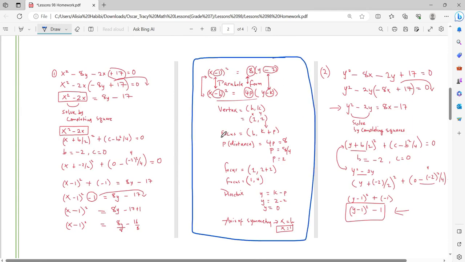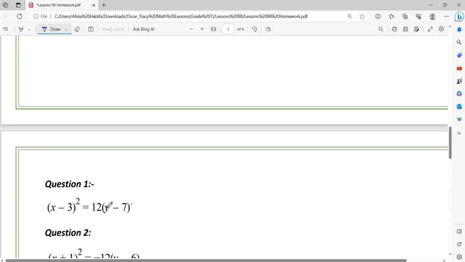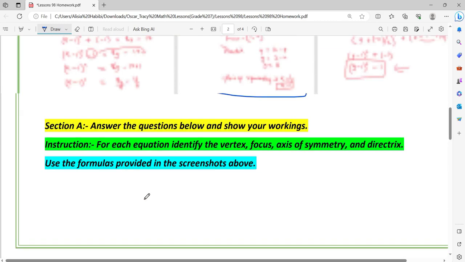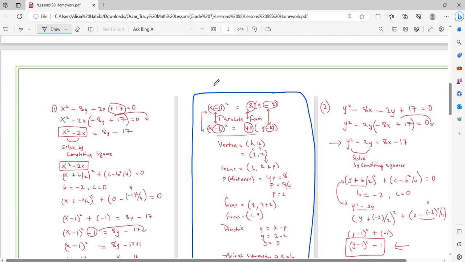The only difference is you're dealing with an x. Well, there's no difference, to be honest. It's the exact same thing. Here you have x minus 1 squared. So you need to always solve these parabola equations by looking at the form. So it's x minus 1 squared, and then you basically have 8 times y minus 2.